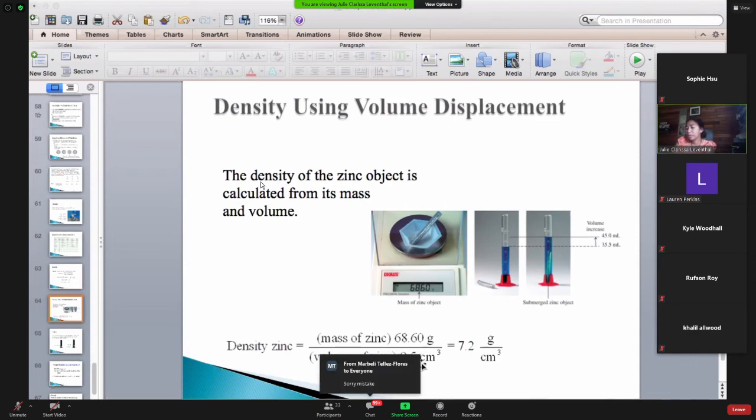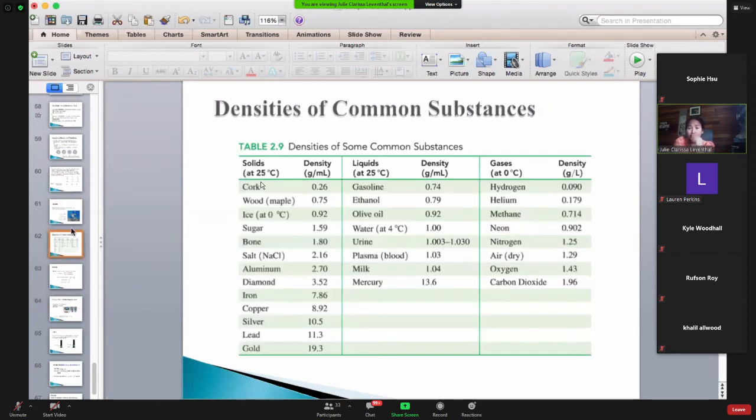45 minus 35.5. Oh, it's 9.5. 45 minus 35.5. And you're told from the scale that the mass of your zinc is 68.6 divided by 9.5. So the density of zinc is 7.2. And then you'll know if it's actually zinc, because you can check.